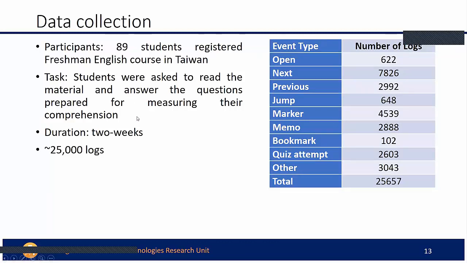We gave them one reading task, and the book roll also has some predefined quizzes inside, so students can answer them, and we use them to measure their level of comprehension. At the end of the data collection period, we got 25,000 rows of logs. On the right side, you can see the number of logs in each type of event, like how many times they open the book, and how many times they click the next button, previous button, etc.